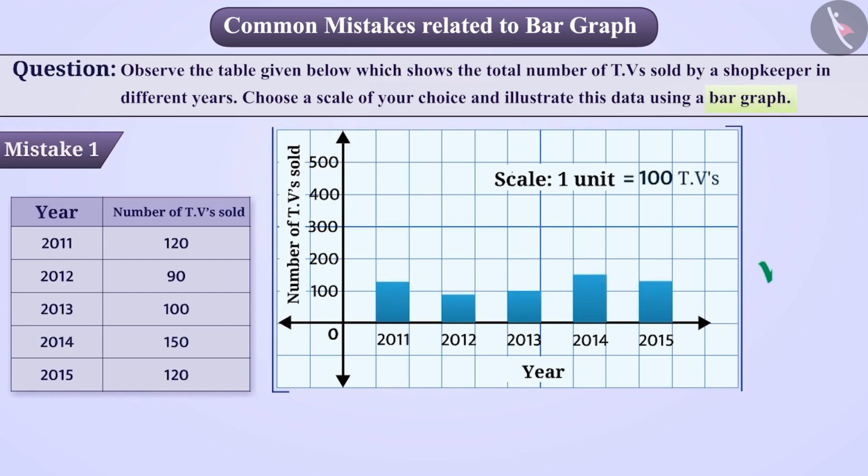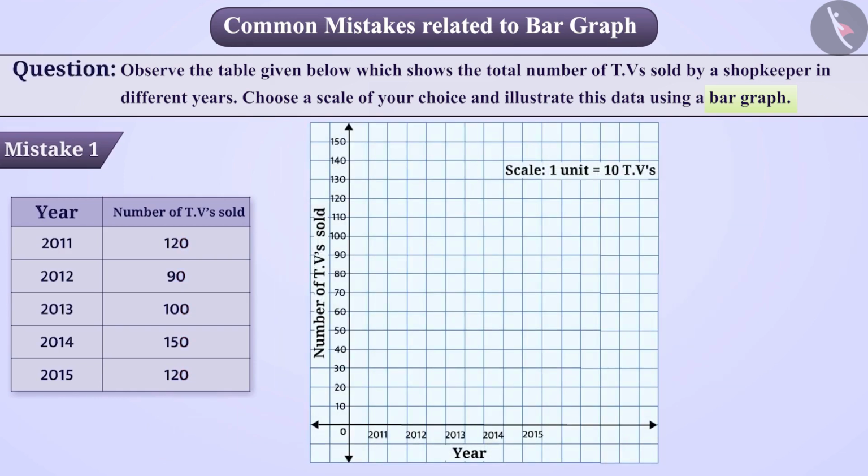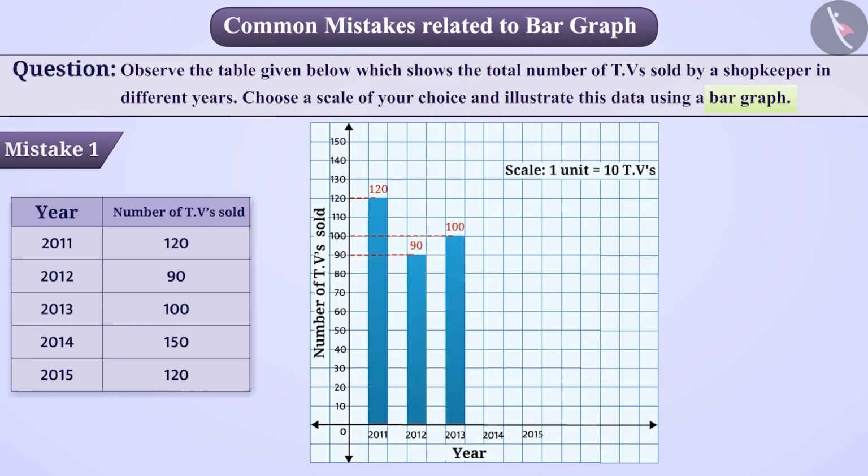Even though they succeed in forming the bar graph correctly, due to the length of the bars being too small, they face a lot of difficulty while drawing the bars. Here, we observe that all the numbers are multiples of 10. So, we can take 1 unit length equal to 10 TVs. This will give us suitable lengths of the bars. Therefore, in this way, we can easily draw a bar graph.